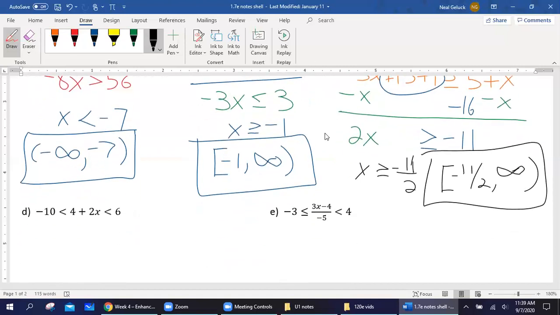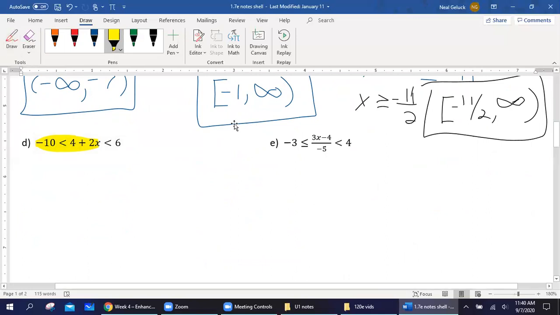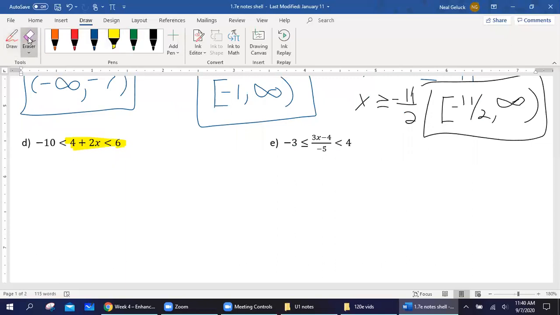Letters D and E are compound inequalities. Notice I have 2 inequalities in here. I basically solve these as 2 separate problems at the same time. So I'm going to solve this inequality, which would mean I'd first start off by subtracting the 4 over. But then separately, I'm going to solve this inequality, which I would subtract 4 over to the right. But I'm just going to do them both at the same time.